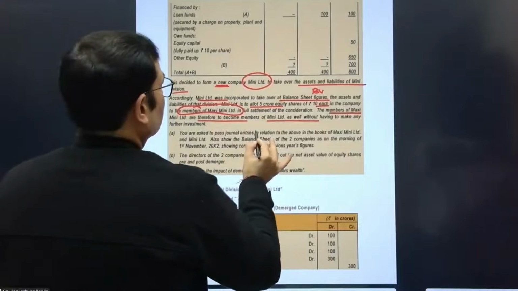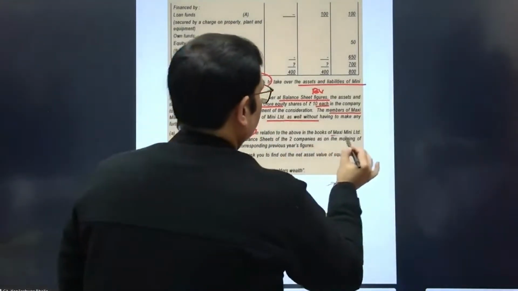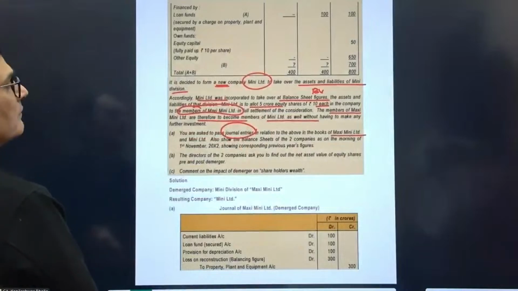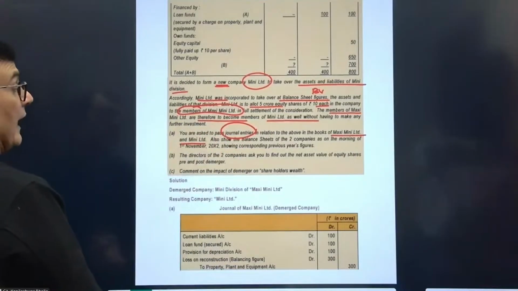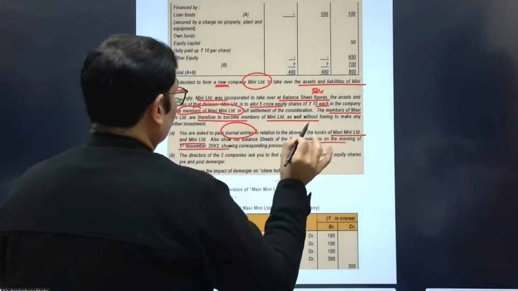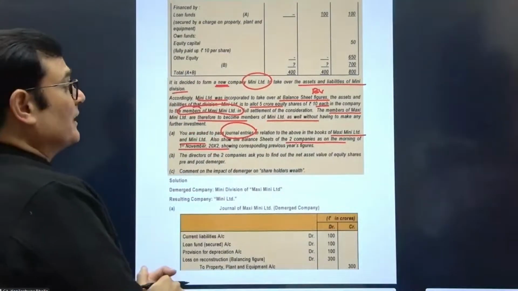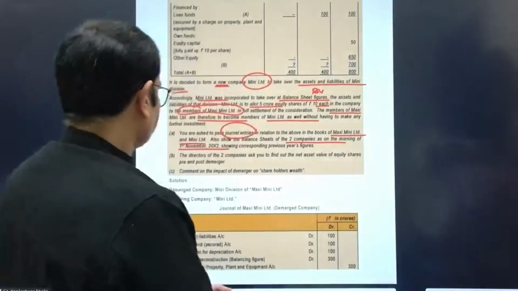You are required to pass journal entries in the books of Maxi Mini, closing the assets and liability, and also the journal entries in the books of Mini, and show the balance sheets of the two companies on the morning of 1st November. Well, there is nothing so special on the morning of 1st November. That is only telling you that I need a balance sheet post the business combination.